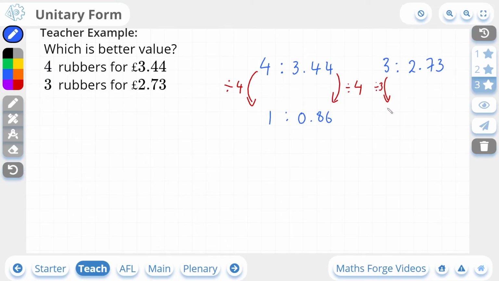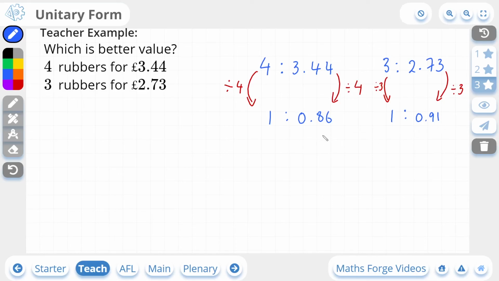Now we can do the same for this group here to find out how much 1 rubber costs. So we're going to divide the 3 by 3 to get 1 rubber. And we're going to do the same to the cost to find out how much 1 rubber costs for this group. So divided by 3. And £2.73 divided by 3 gives us 91 pence or £0.91.